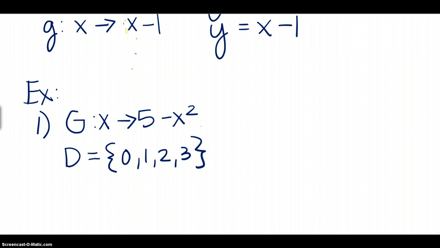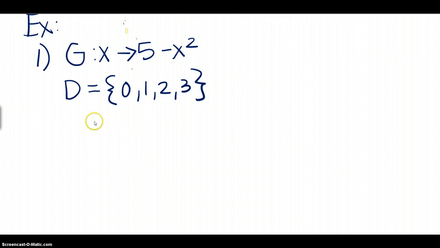So here we go. Let's continue with this one. We're going to plug in the domain 0, 1, 2, and 3 for x. So I'm going to make this g of 0. I'm going to draw an arrow like in our notation, but I'm going to plug in this time g of 0. Look, I replaced 0 for the x. So I'm going to put in 0.